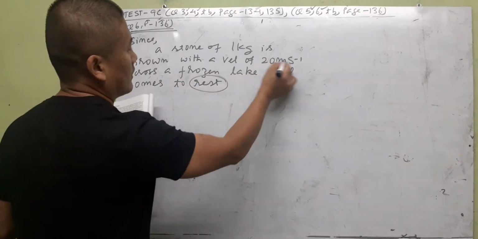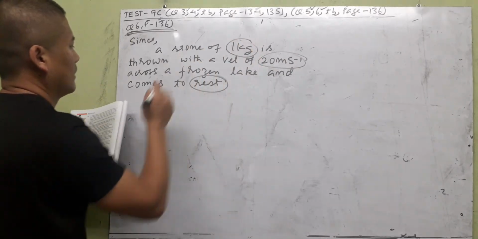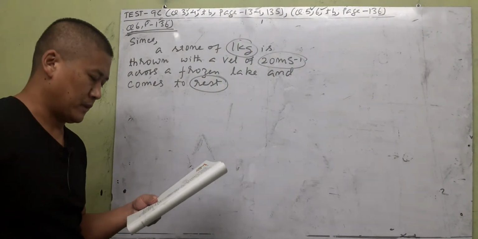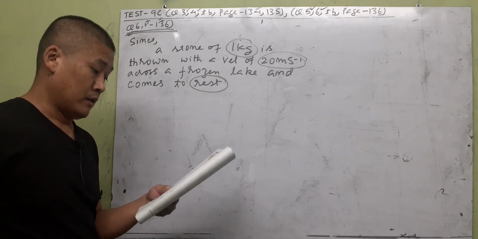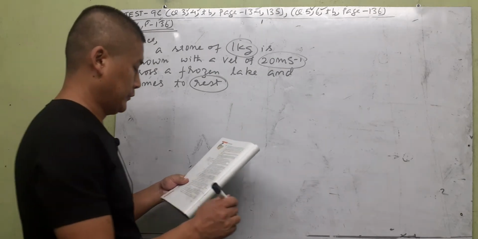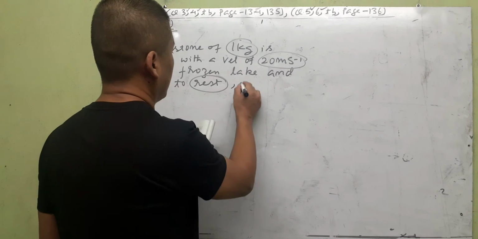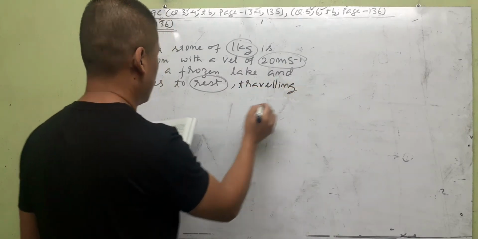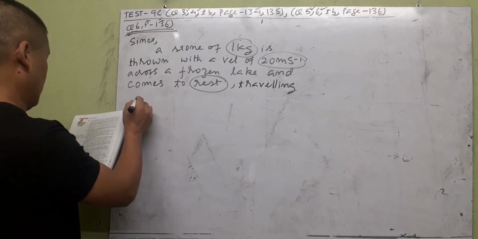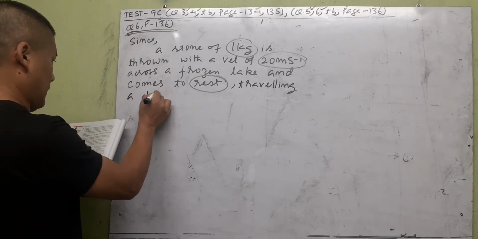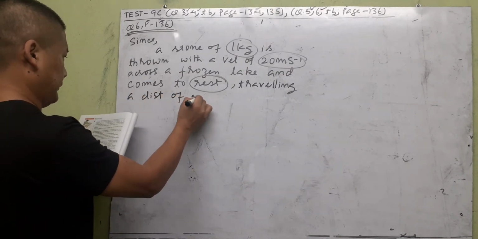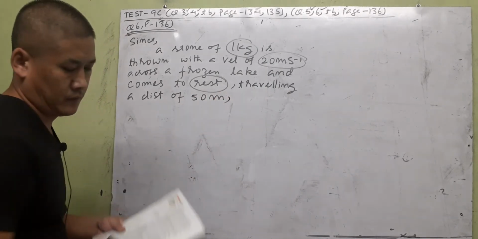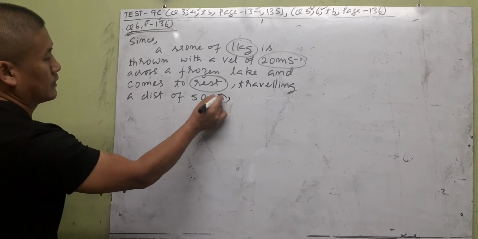These are keywords, okay? Rest. With these things we're going to solve. That's why I'm just marking it. You don't need to mark. Traveling a distance of 50 meter after it comes to rest, that means after traveling a distance of 50 meters. So these are the key information.